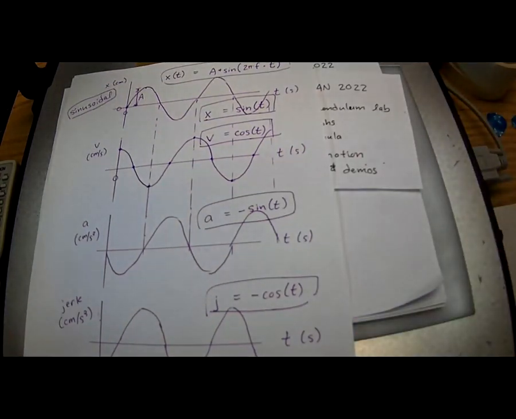Do you guys see that? You just keep going over. If there's no frictional losses and you have a perfect ideal pendulum, then you just keep taking the rate change forever.